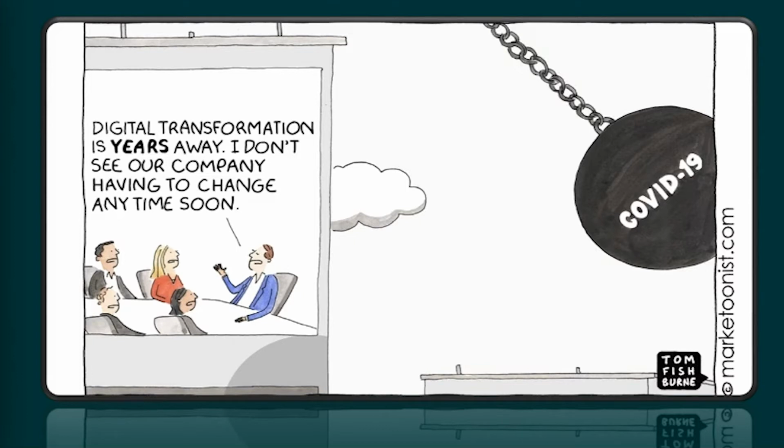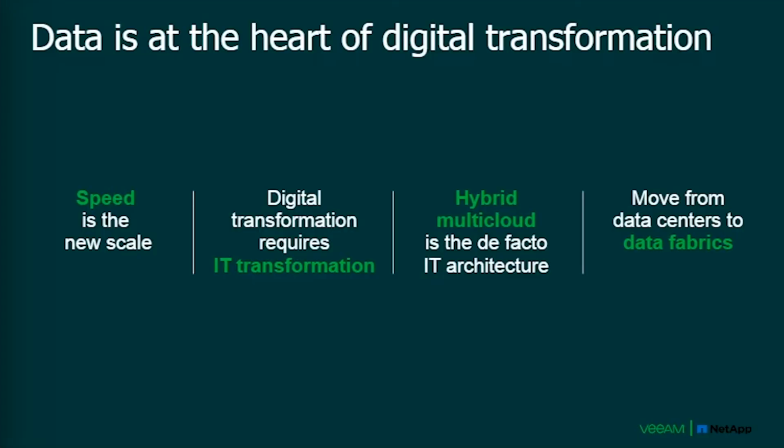That being said, when we think about it, data is really at the heart of digital transformation. Why is that? What does it mean? Digital transformation can mean so many different things, but the reality is there are 4 critical components, and research suggests that speed is the new scale. Today, disruption is going to come from speed. I'll give you an example. The faster you innovate and then re-innovate, the more competitive advantage your companies are going to have. Digital transformation also requires IT transformation.